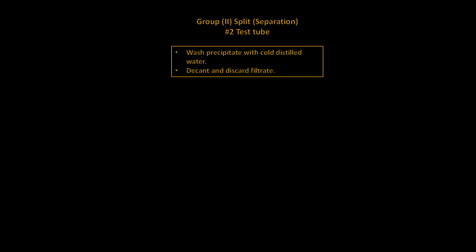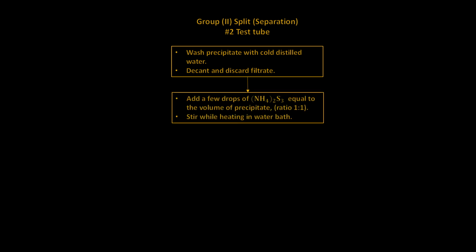To separate the group 2 precipitate into groups 2A and 2B, wash the precipitate in test tube number 2 with cold distilled water to remove any soluble contaminants. Decant the filtrate and discard it. To the precipitate, add a few drops of ammonium polysulfide, equal to the volume of the precipitate. This should be a ratio of 1:1. Heat and stir in a water bath.